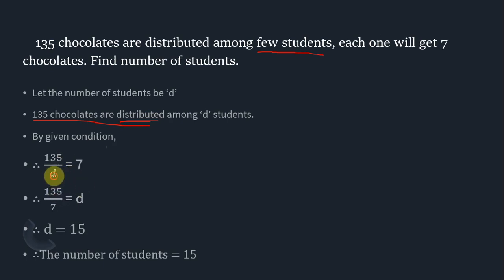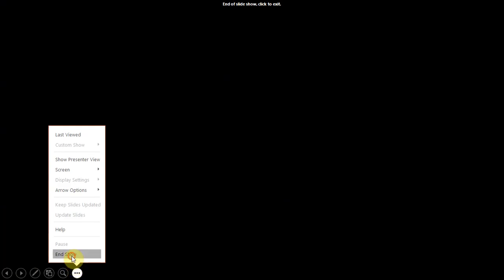So how to get it now? D I have taken to this side and 7 I have shifted to the left side. So 135 upon 7 equal to D. So D is equal to 15. So the number of students was 15. If 135 chocolates are divided among 15 students, how much does each one get? 15 sevens are 105. So each one will get 7.